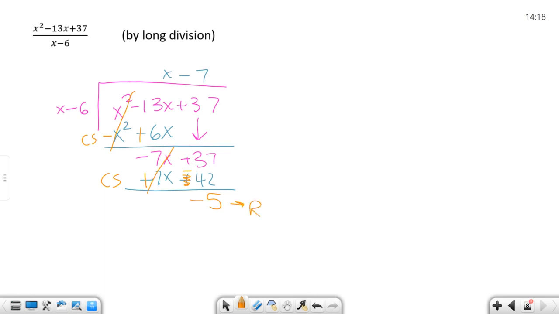Remainder. So here, first long division we've seen with a remainder, but look, we take this and put this over this, right? That's what we have. So we start with x minus 7, and then we have minus, because this negative here is because my remainder is negative. And then over what? What did I divide by? This is what goes here. So x minus 6.